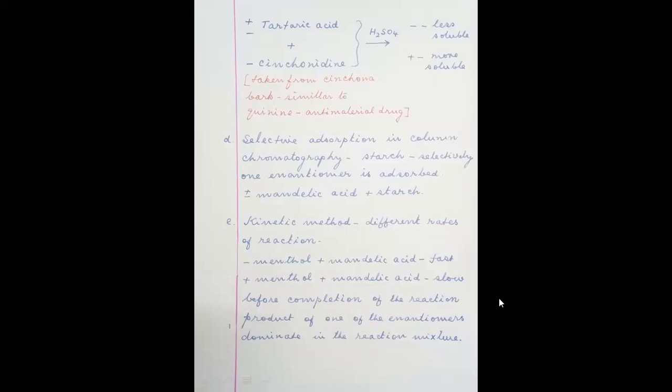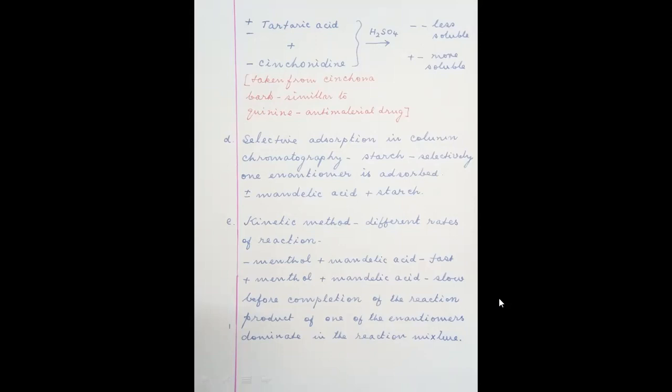And the fourth method is selective adsorption in column chromatography. What is column chromatography? It is the movement of molecules with differences in adsorption on adsorbing materials like silica gel or alumina gel. So this is column chromatography. Normally, if you take starch as the phase, it selectively adsorbs one enantiomer and leaves the other enantiomer.